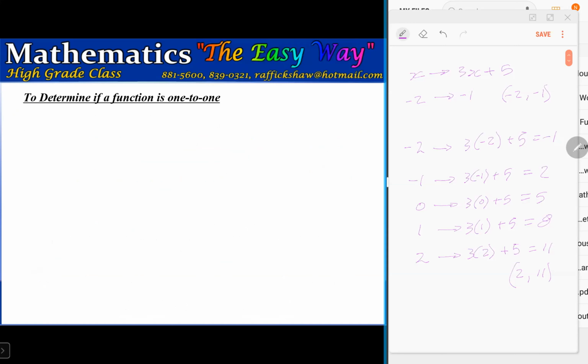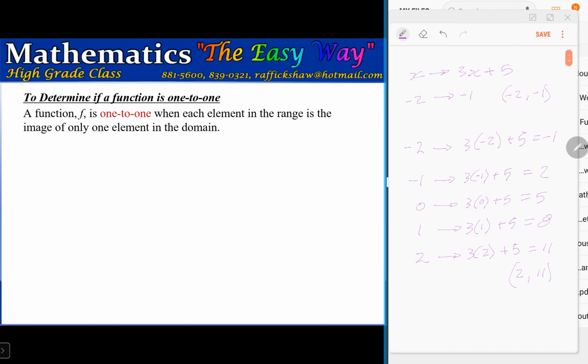So let's look now at how to determine if a function is one-to-one. I'm going to do some examples later. So if you don't understand fully what I'm going to look at now, don't worry yourself. We're going to do some examples shortly, right? To determine if a function is one-to-one on a graph, I'm talking about on a graph, we can do what we call a horizontal line test, right?